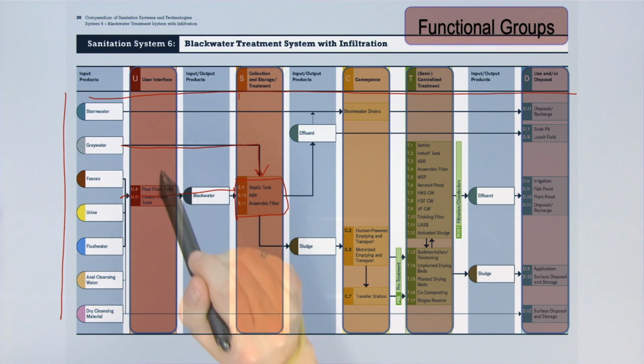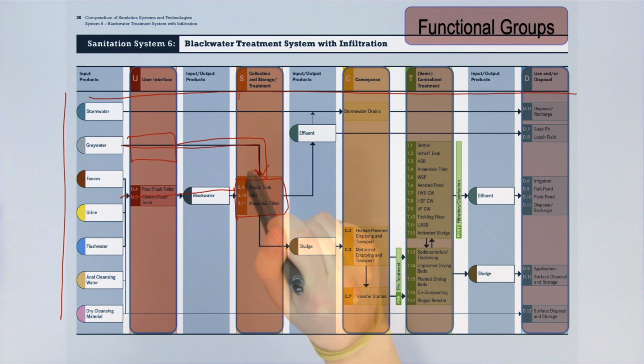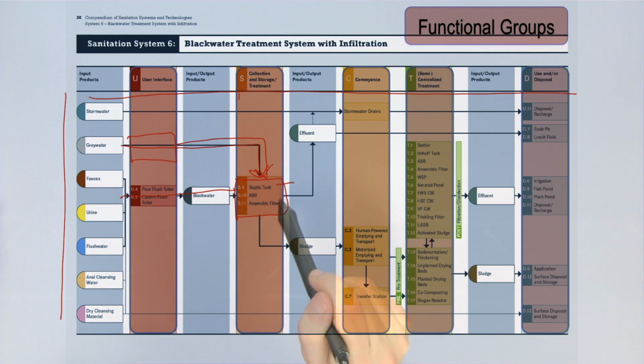Therefore, the gray water bypasses the user interface and enters the sanitation system directly at the point of collection and storage. In this case, it could be a septic tank, an ABR, or an anaerobic filter. Your job, therefore, as the engineer, is to follow each product along its flow path until it intersects with a relevant functional group and then choose the most appropriate technology from the options listed. The choice will depend entirely on the local context and conditions.